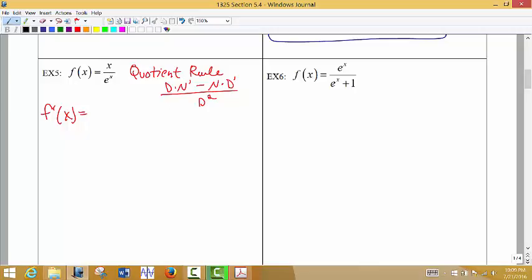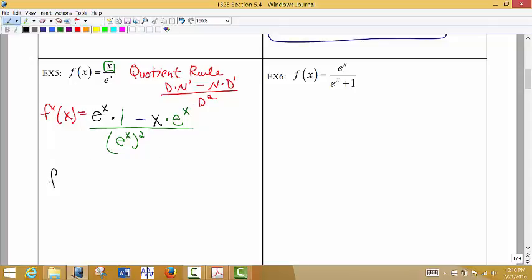So, denominator, e to the x, times the derivative of the numerator. Well, what's the derivative of x? That's just 1. Minus the numerator, as is, so that's x, times the derivative of the denominator. Well, what's the derivative of e to the x? Well, since that's just e to the x, then we know that the derivative of that was also just e to the x. Then we're going to divide by the denominator squared, so we have e to the x, and then we're going to square that.